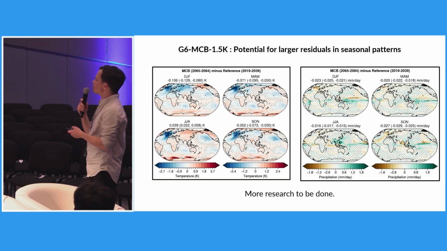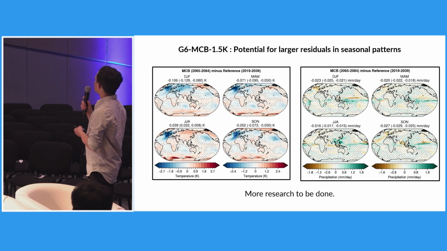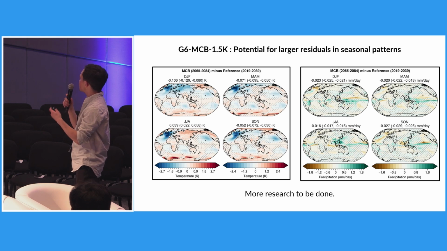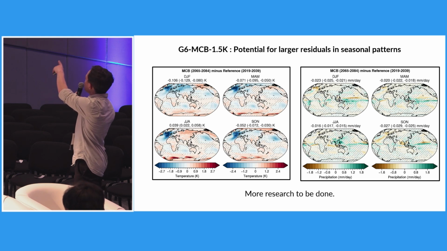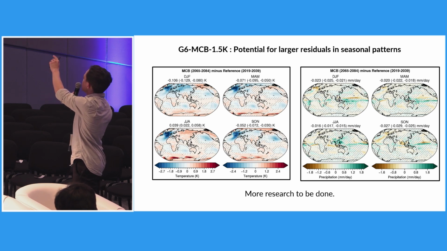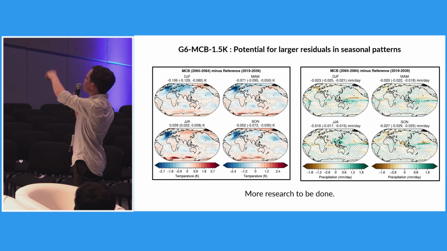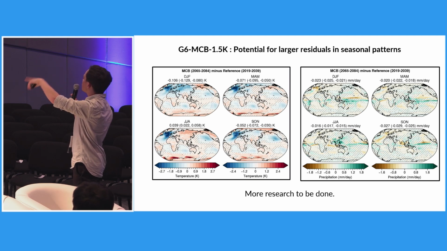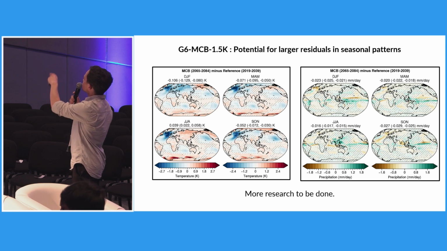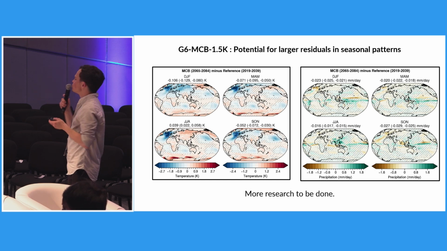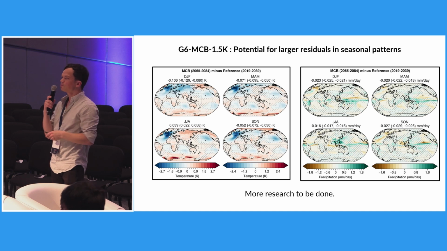We also, well, Haruki briefly looked at the potential for larger residuals when you look at the seasonal pattern, especially, for example, if you look at the top left. So basically, these are maps of the temperature response relative to the target, but for each season. So DJF is Northern Hemisphere winter, and then JJA is Northern Hemisphere summer. And so you can see there's some residuals there that I think there's more research to be done to really understand these.